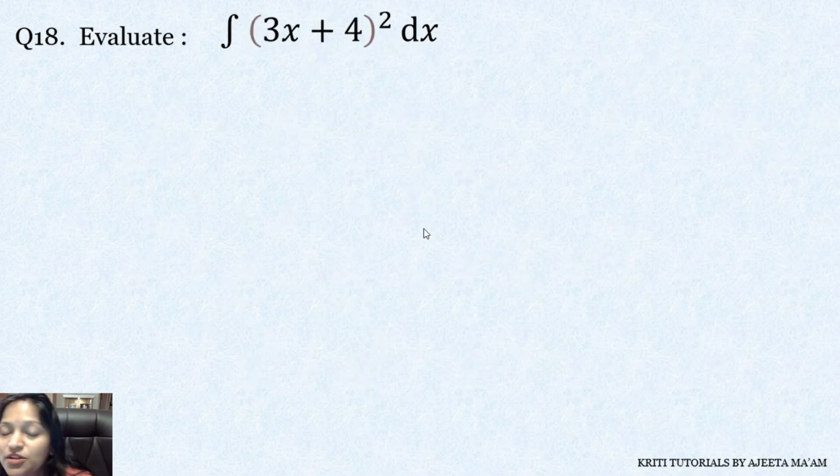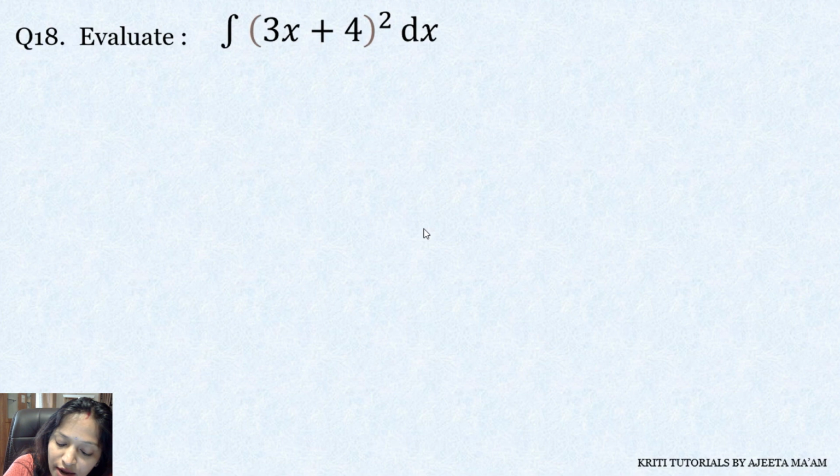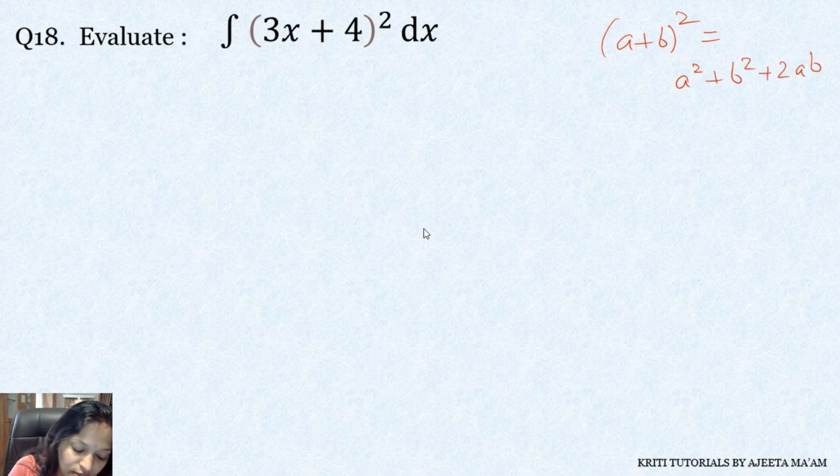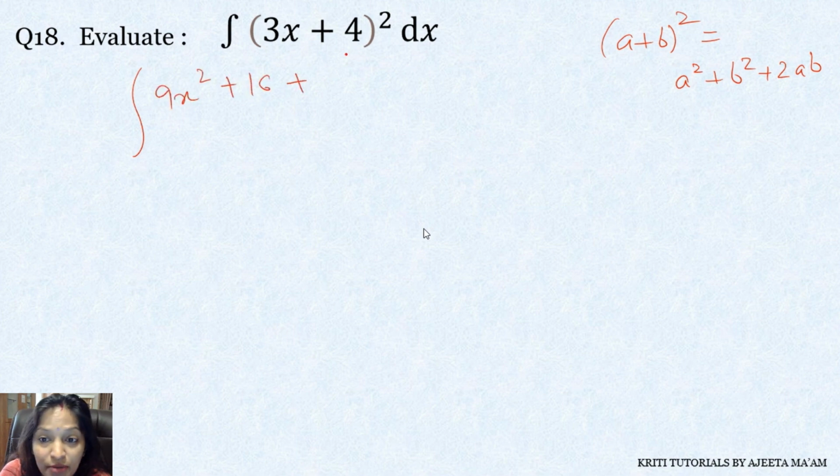Now it is 3x plus 4 whole square. So first we will use the identity a square plus b square plus 2ab for a plus b whole square. Now let's make it this. So we get 9x square plus 16. 2ab will be 2 into 3x into 4. I repeat, 2ab will be 2 into 3x into 4. So what will you get? 24x. Very good. So this is dx.